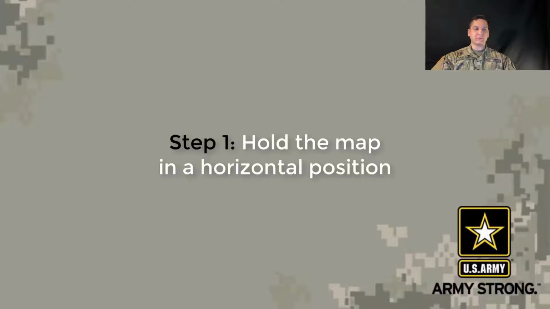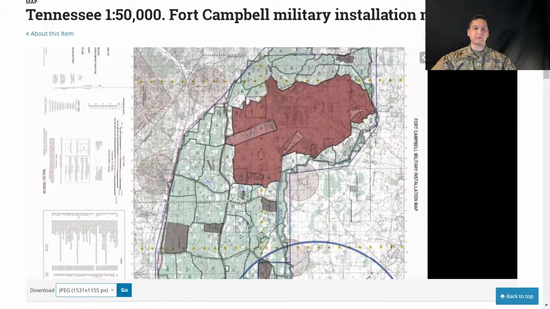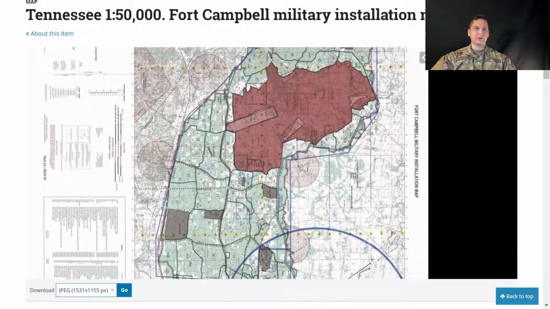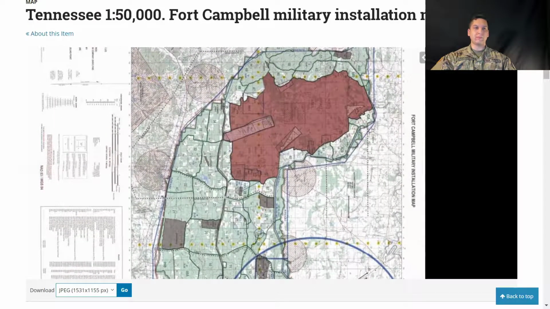So, first step is to make sure that your map is in a horizontal position. So this is a standard 1 to 50,000 scale map. We're going to assume that this is being held in a horizontal position, not vertically, but horizontal, so you can look at the map and see your actual ground features in front of you as well.